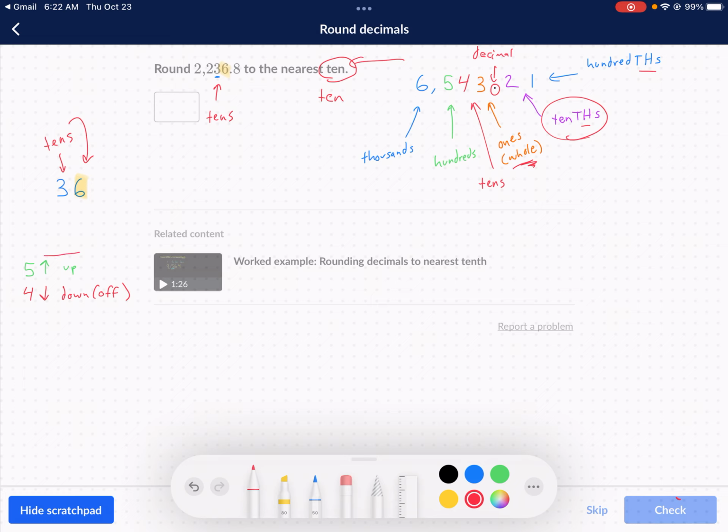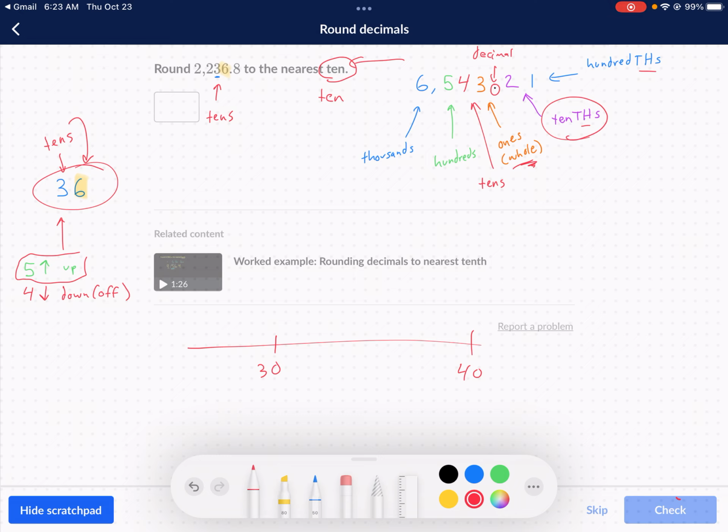So if it's a 5 or above, we give it a shove. We're going to round that number up. The tens place we're going to round up. Or if it's 4 and below, we're going to round down. I like to call it round off because you can keep that number the same. Now, to understand this, I'm going to create a visual here. I'm only going to use the number 36, not that whole 2,000 number, just so you understand what we're trying to accomplish. So the number 36 is between the numbers 30 and 40.